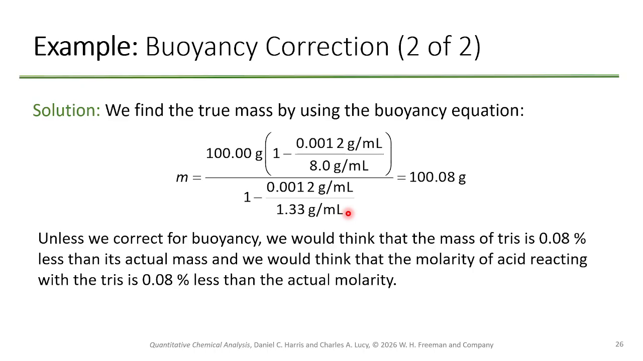Okay, so we go ahead and do that sample. Again, we have the mass here that's multiplying. And so what we get is 100.08 grams. Notice that we have a 0.08 gram buoyancy difference, right? From our mass of our tris. And so that is a percent difference of 0.08%. And if we did this with that same measurement, we'd have an error of 0.08% in our final molarity, wouldn't we?